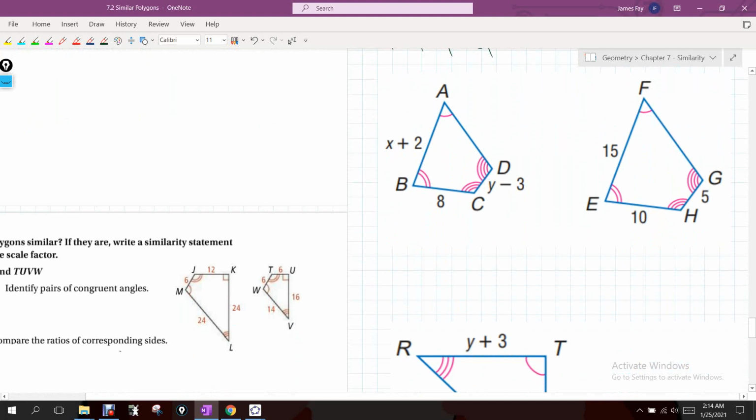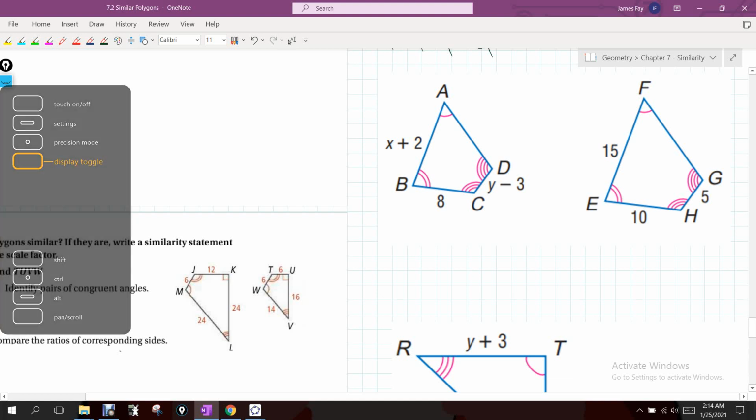Here's one dealing with, going back to that original problem where these sides are, we're going to have to look at the proportional breakdown of the sides here.